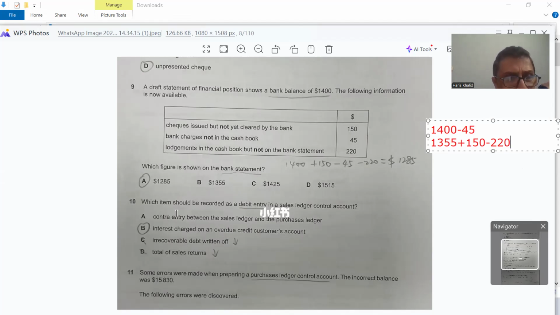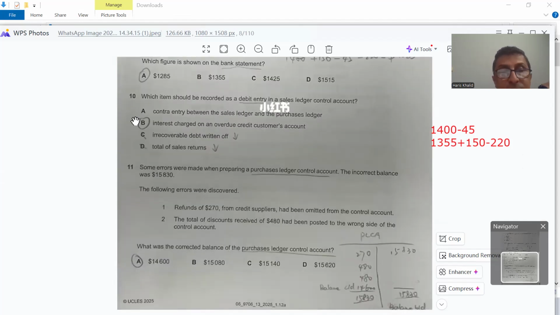Which item should be recorded as a debit entry in a sales ledger control account? Contra entry between the sales ledger and purchase ledger comes on the credit side of the control account, SLCA. Interest charged is the right answer because it comes on the debit side of the control account. Bad debts come on the credit side. Sales return also comes on the credit side. Interest charge means trade receivable debit, interest credit. It is an income and trade receivable is going to be debited.